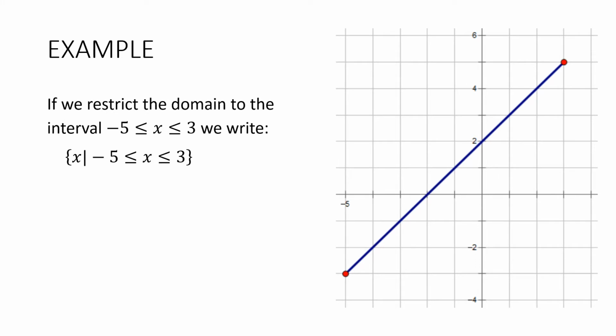Now if we restrict the domain, suppose I just want to give this part here of that line, this interval, then we would write this. Our line y equals x plus 2 is defined for all x such that negative 5 is less than or equal to x is less than or equal to 3. So we would give that interval.